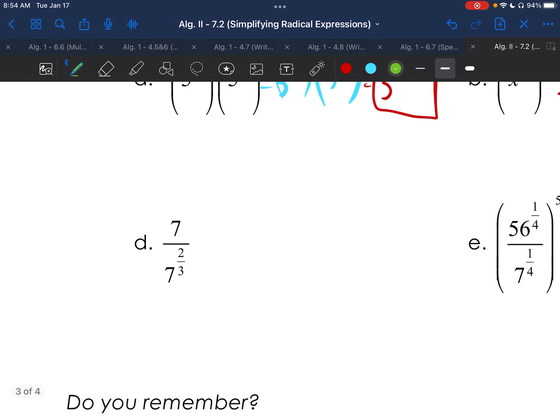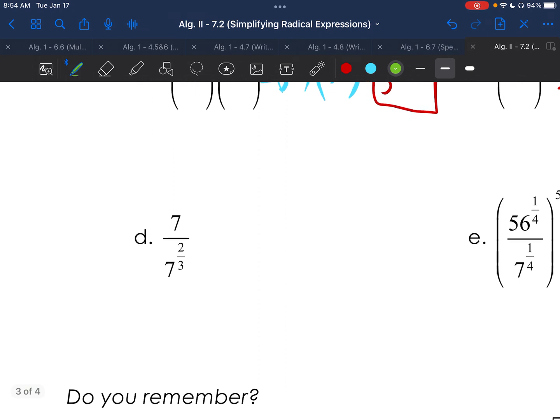Letter D, 7 over 7 to the 2/3. So we subtract these exponents, but remember, there's an invisible 1 on the 7 on the top. So really, that's 3 over 3 as well if we multiply the top and bottom by 3. So as we subtract that, you get 7 to the 1/3.